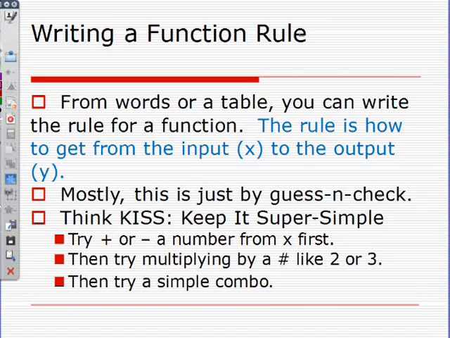Think small. And then if neither multiplying nor just adding or subtracting works, then go ahead and try a simple combination, like doubling it and then add 2. Doubling it, add 3, something like that. So let's try a few.